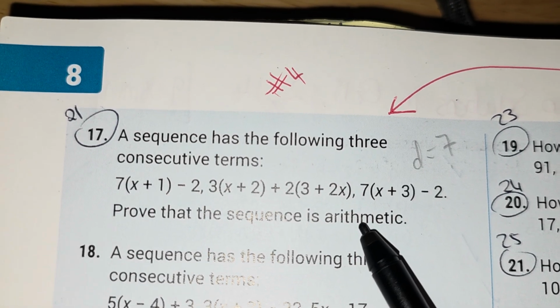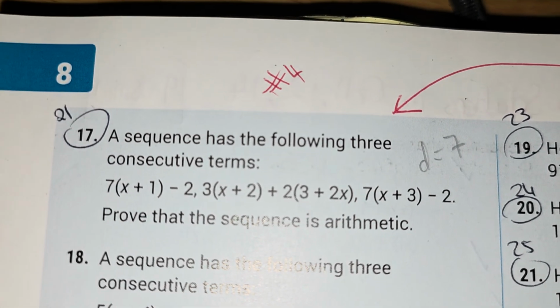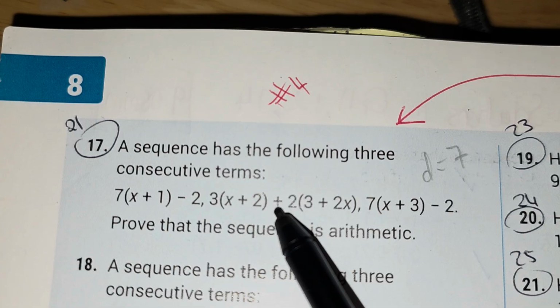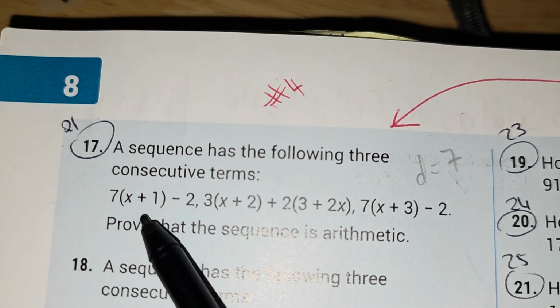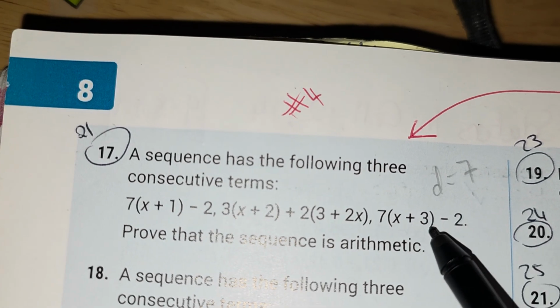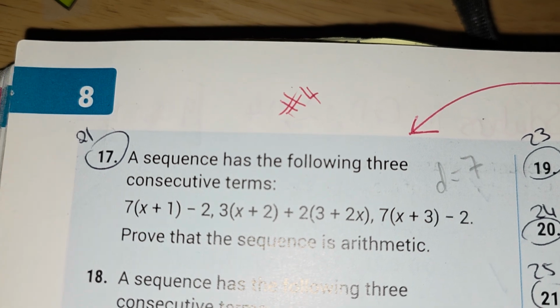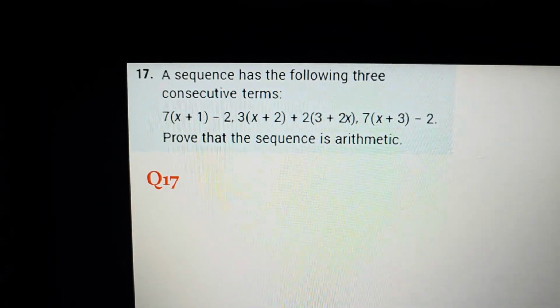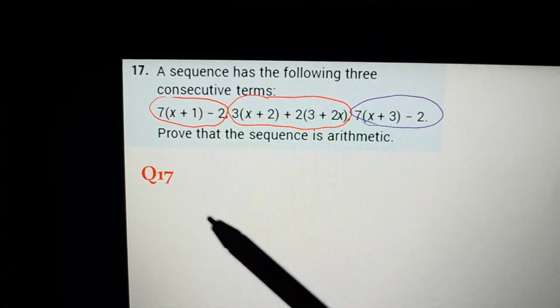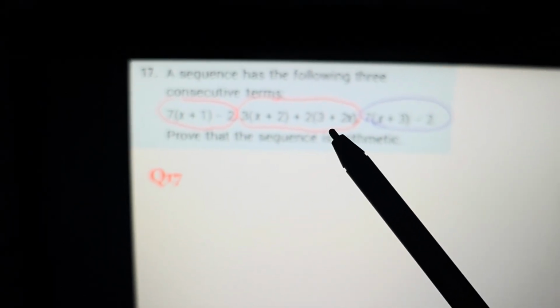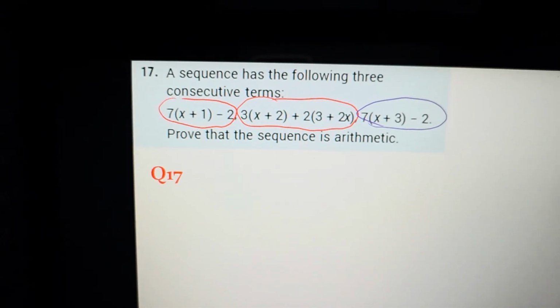An arithmetic sequence will have a common difference between the terms. So you could say term 2 take away term 1 should give you the same answer as term 3 take away term 2. So that's what we need to do. Okay, so just keep them separate. That's term 1, that is term 2, and that was term 3.